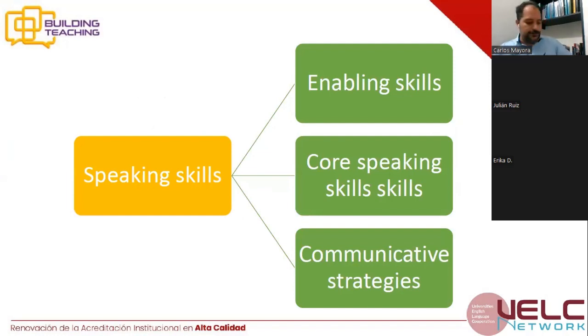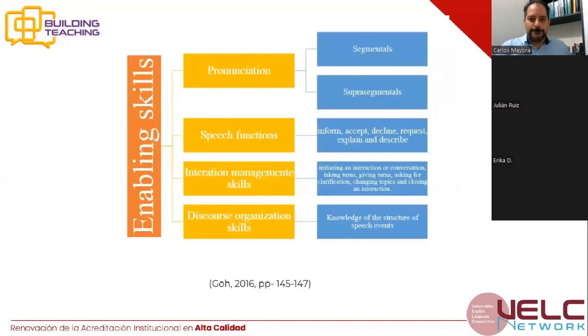So speaking involves a number of skills: enabling skills, core speaking skills, and communicative strategies. Enabling skills are the ones that focus more on language and that allow the conversation or the speech to take place. So they involve pronunciation, they involve speech functions, right? So knowing what kind of discourse to use in order to accept or decline, to make a request, to give an explanation, to give a description.